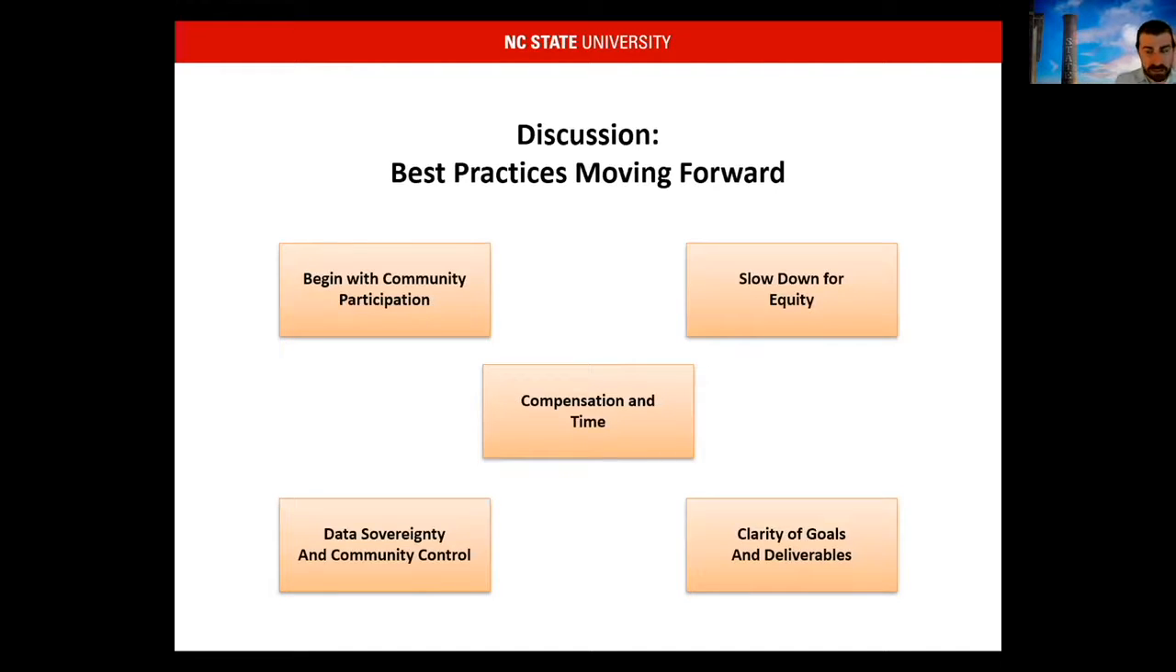Another is data sovereignty and community control, right? A lot of this is about oversight. It's about assuring that the stories aren't just extracted and walked away with. And then that mutual trust comes from the clarity of goals and deliverables, so that we develop a shared understanding of what research can do and the outcomes that that research will provide.